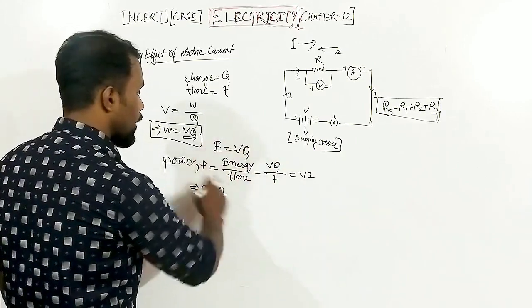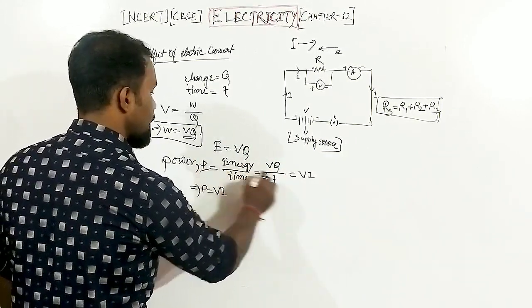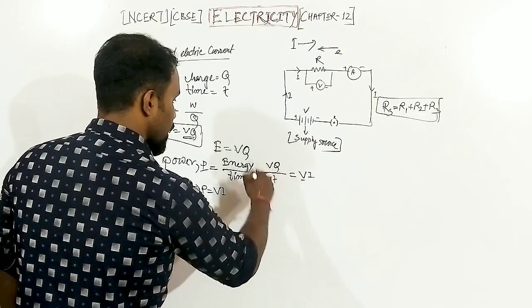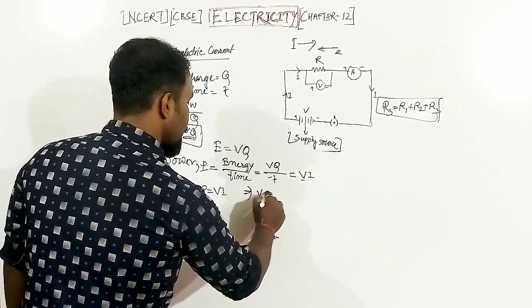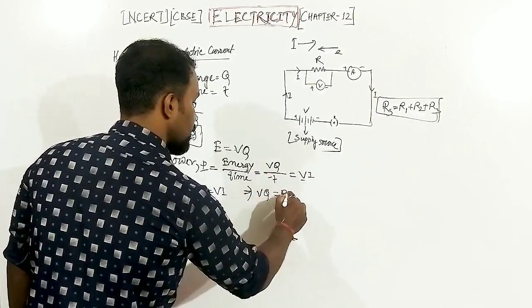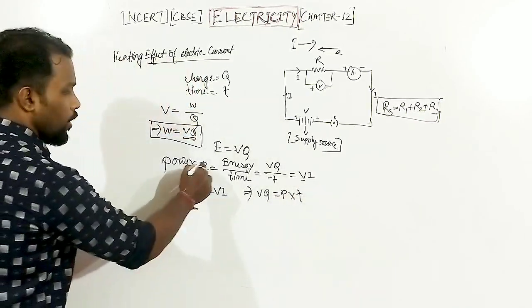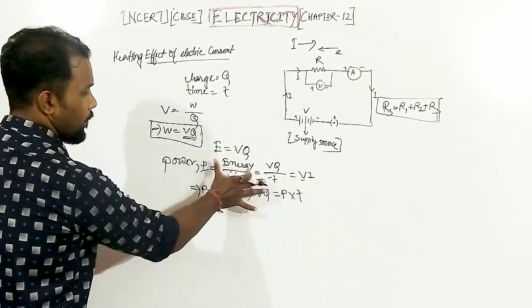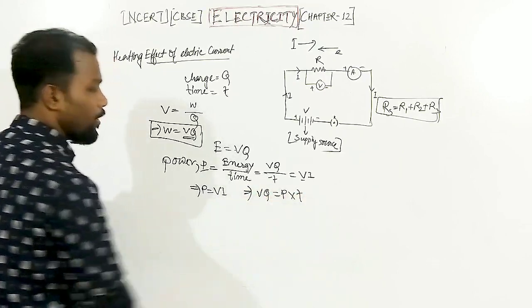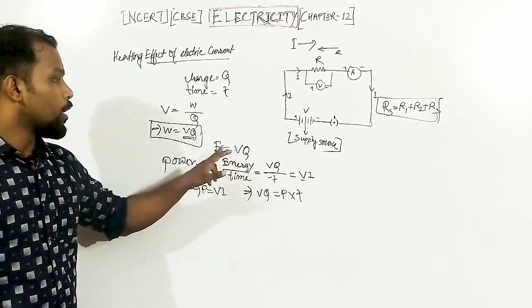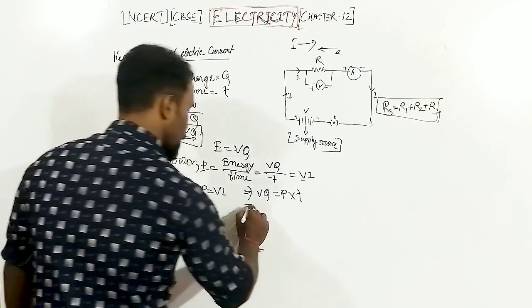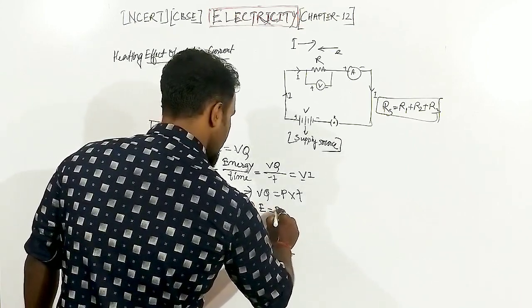Again from this relation we can also write that VQ is equal to P into T. If we do some cross multiplication, we get VQ equal to P into T. And what is that VQ? VQ is nothing but energy.